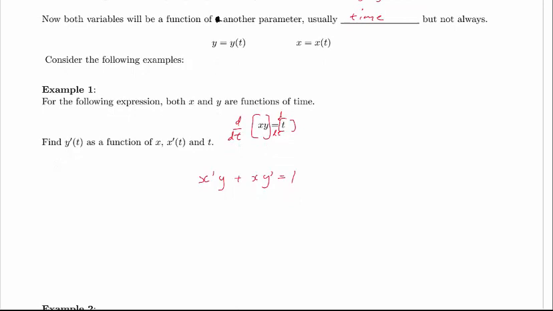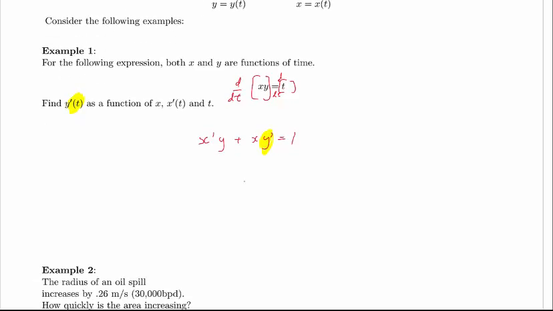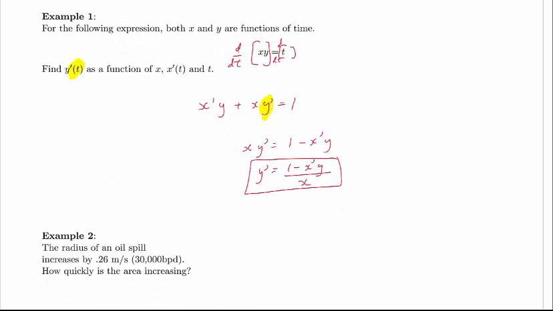Alright, so now what we're being asked is to find y prime of t. We want to isolate that one, so that's what we're going to do. So we have x y prime equals 1 minus x prime y. Y prime equals 1 minus x prime y, all divided by x. And there we go. That is our function. And note, I didn't write y prime of t. That's okay. It's implied here. Alright, so this is kind of a general example. The next example will actually be an application problem.